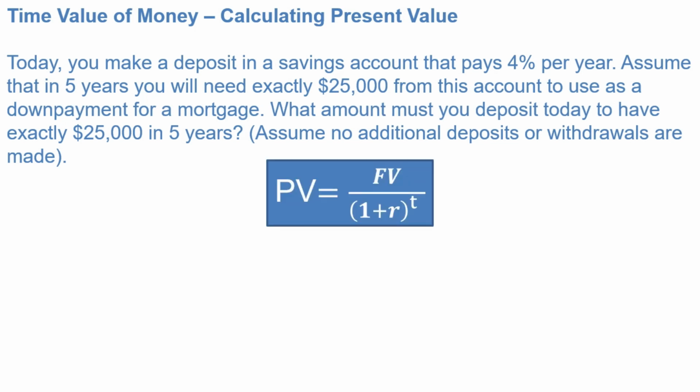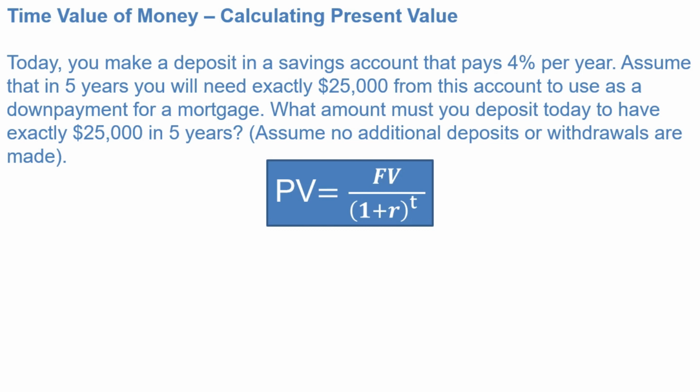This is the present value formula that we will use to answer these types of questions. So the present value is equal to the future value. The future value is the $25,000 because that's the amount we will need in the future, divided by 1 plus R, where R is 4% in this case. We know that because the savings account pays 4% interest per year, and to the exponent T. T is 5 years, the number of periods.